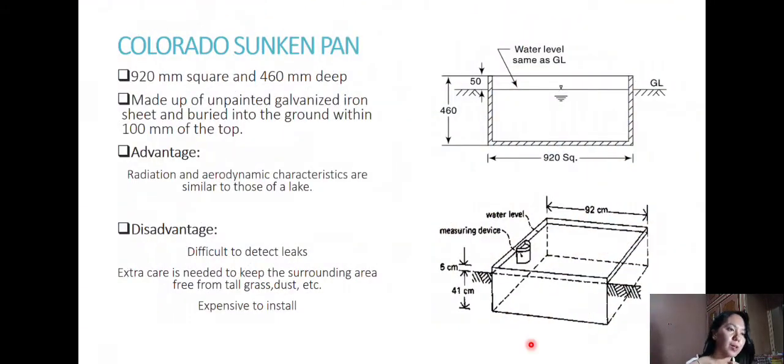Next is the Colorado sunken pan. So this pan has a 920 millimeter square and 460 millimeter deep. Is made up of unpainted galvanized iron sheet and bored into the ground within 100 millimeter of the top. So the chief advantage of the sunken pan is that radiation and aerodynamic characteristics are similar to those of the lake. However, it has the following disadvantages.